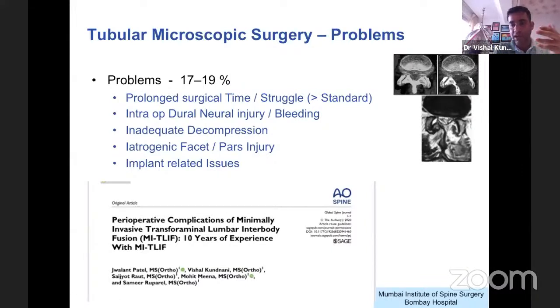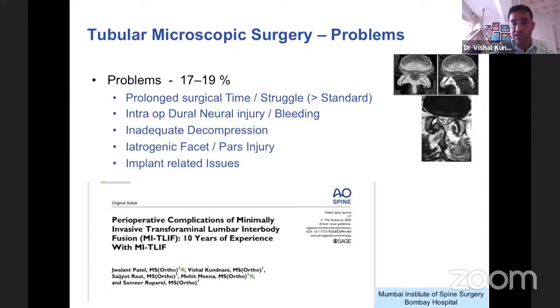And there are multiple publications, including our publication, which was recently published in 2020, where we have studied the perioperative problems. And it has been noted in various studies that the incidence of problems may range from 17 to 19%. And these may be as small as just prolonged surgical time, which just means that deviation from the standard timings by experienced surgeons can also be called a problem. This is because of the fiddle factor, because of the struggle factor that we have all gone through, and this adds to the learning curve.